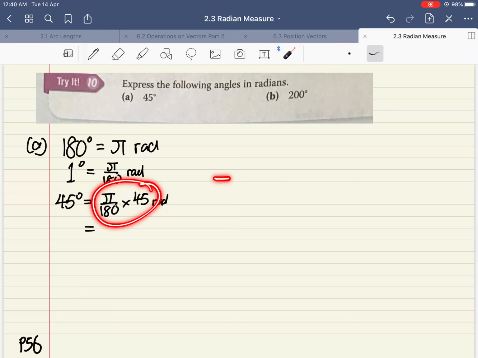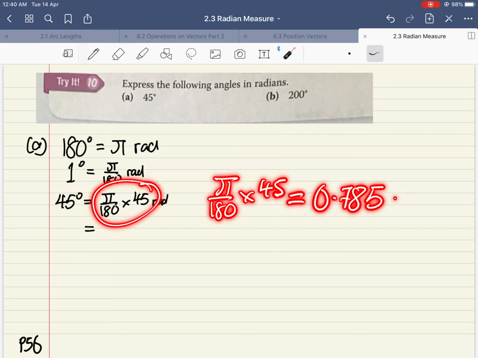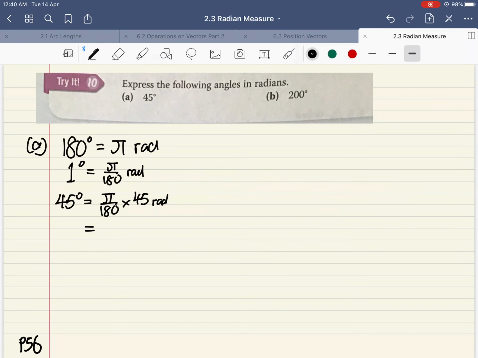What I'll achieve here, if you key in the calculator, you just take pi over 180 times 45. In this case, we will just multiply pi in. Then the result that you should get, correct to 3 significant figures, is 0.785 radians. So here I say this is 0.785 radians.